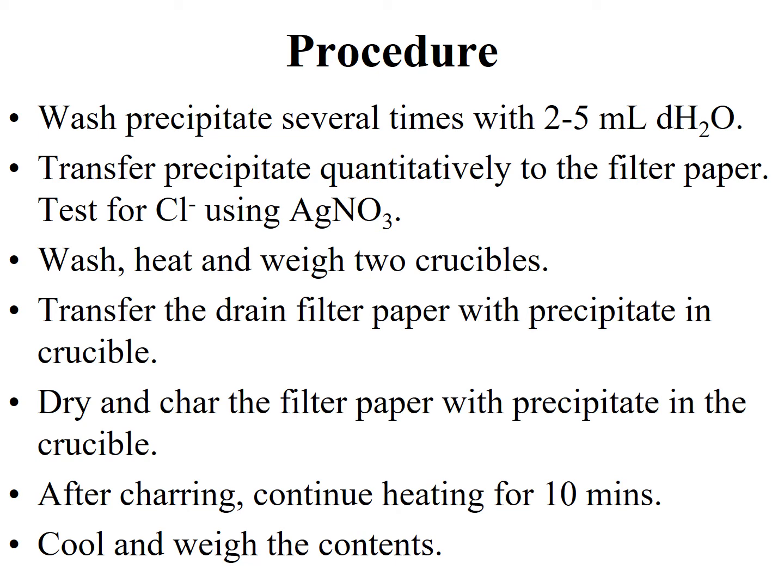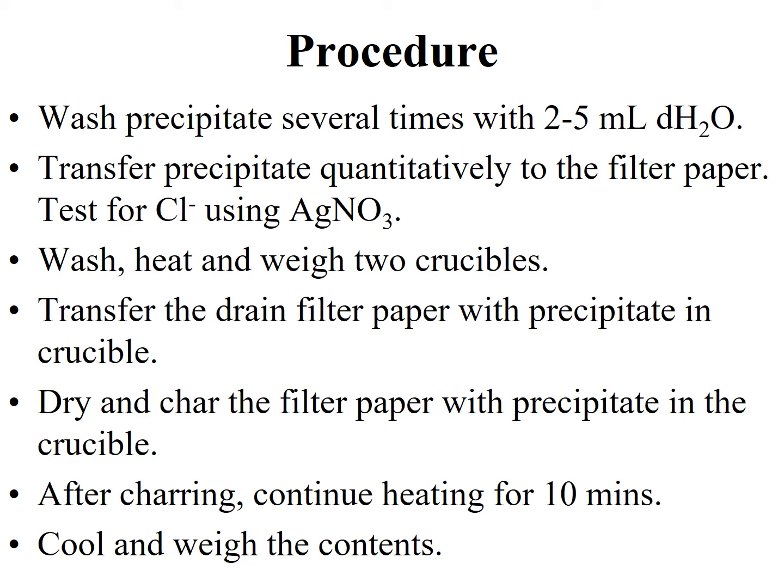And then you dry and char the filter paper with the precipitate in the crucible. So the way to do it is, you put your crucible and its cover on a clay triangle in a slanted position, and then you hit it with a small flame, impinging on the middle of the crucible's underside. Take your time, do not hurry the drying by using too hot a flame.